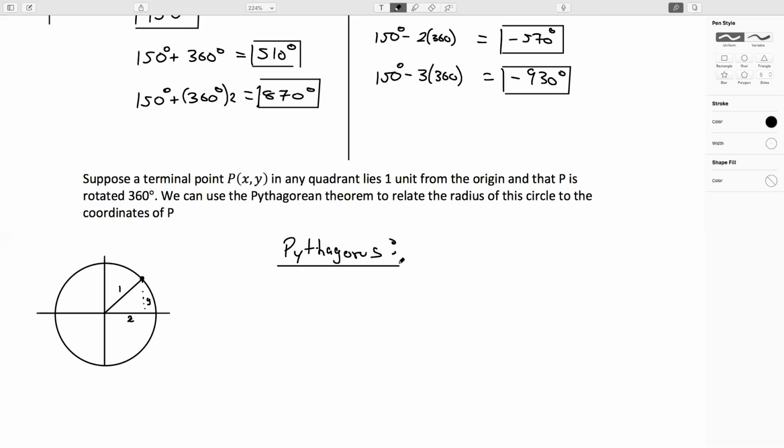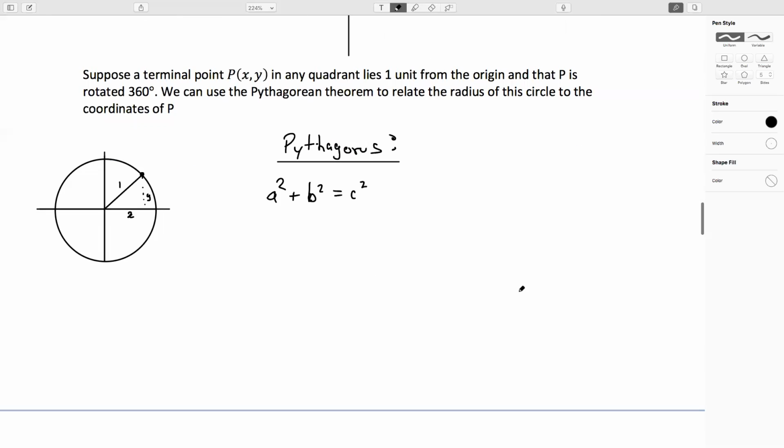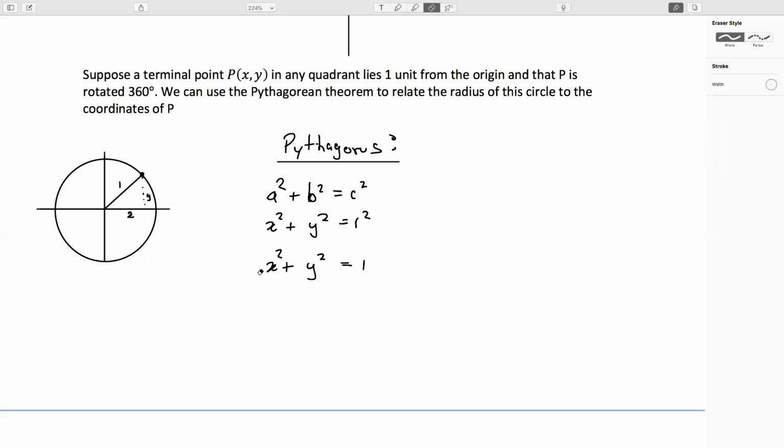And we can just use a squared plus b squared is c squared. And then we need to relate this to our situation. We're not dealing with a, b, and c, we're dealing with x, y, and r. So x squared plus y squared equals r squared. And if we plug in the fact that r has to remain constant, x squared plus y squared equals 1. That is the equation for a circle with radius 1. That's what you need to do to plot it.